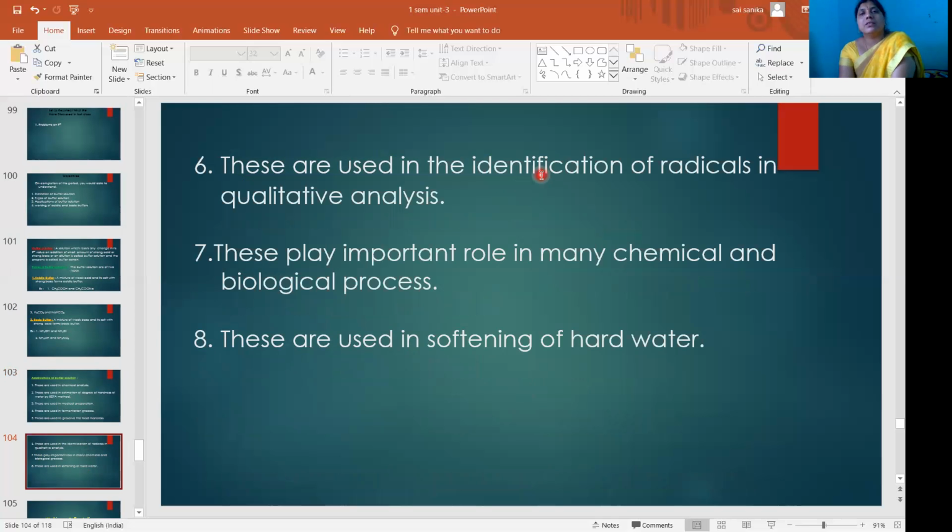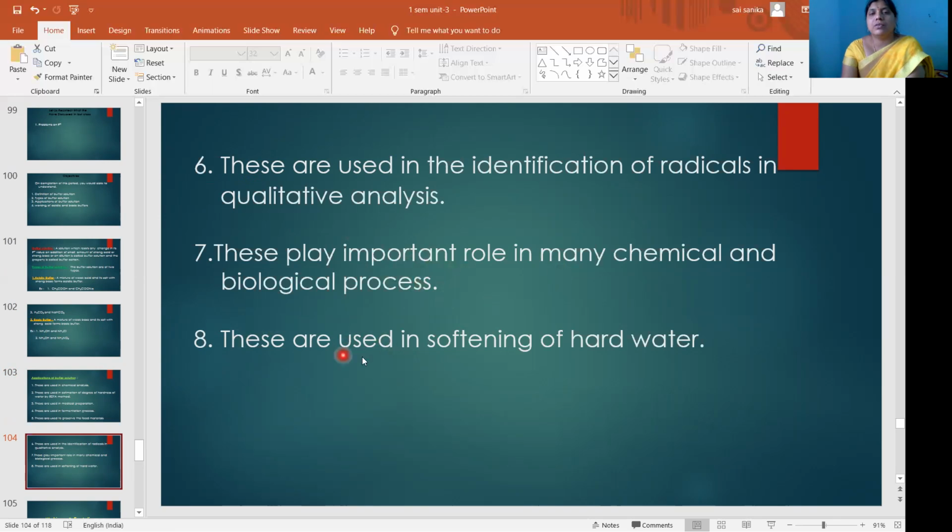Then these are also used in the identification of radicals in qualitative analysis. Whatever analysis we do here is quantitative, while qualitative analysis means we find out the quality of the compound. So in identification of radicals, we use this buffer solution. Next, they play an important role in many chemical and biological processes, in our body and in chemical processes.